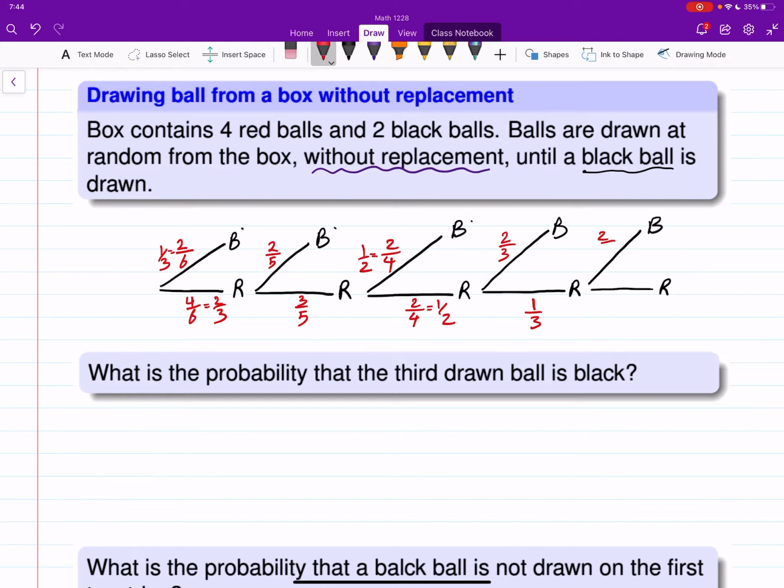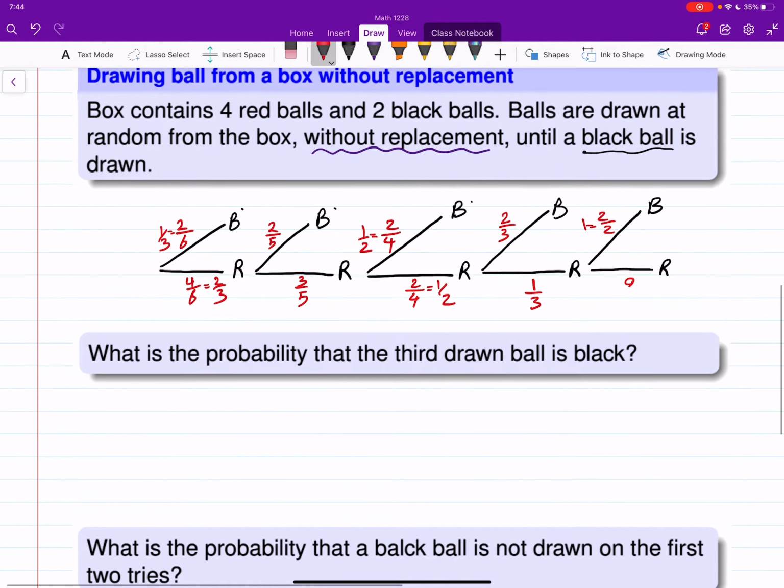So this will be 2 over 2, which is 1, or 0 over 2, which is 0. So that's the tree. Now, what is the probability that the third drawn ball is black? So third is black. Okay. For that, you see that the third black, this is the first one, second one, and third one. This is the end point or terminal point, and that's the only terminal point, which means the third drawn ball is black.